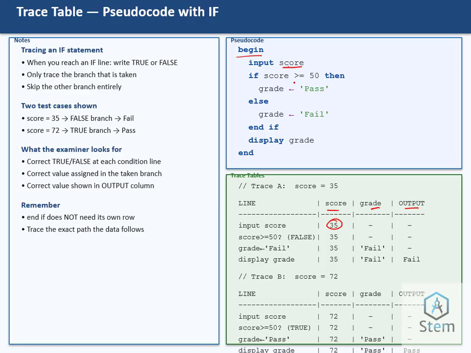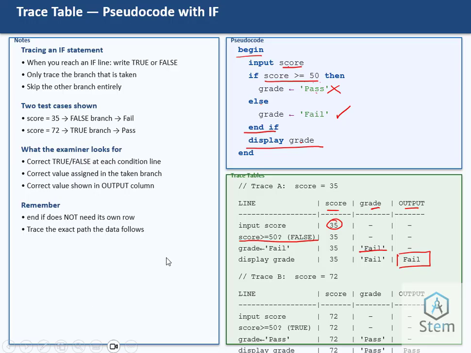If the score is greater than or equal to 50, then grade is equal to pass. Otherwise, grade becomes fail. Well, according to this, we get a false. The condition gives us a false, so this is not going to run, this is going to run. So grade is set to fail. Then we end if, we display grade. We are going to display fail. That's our trace table using pseudocode.